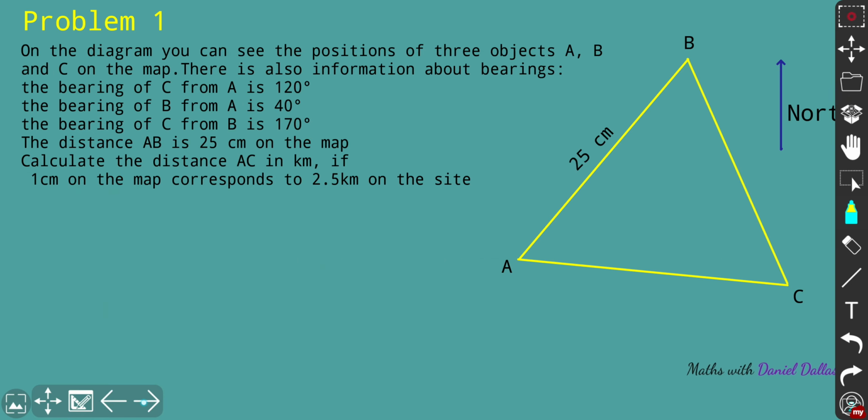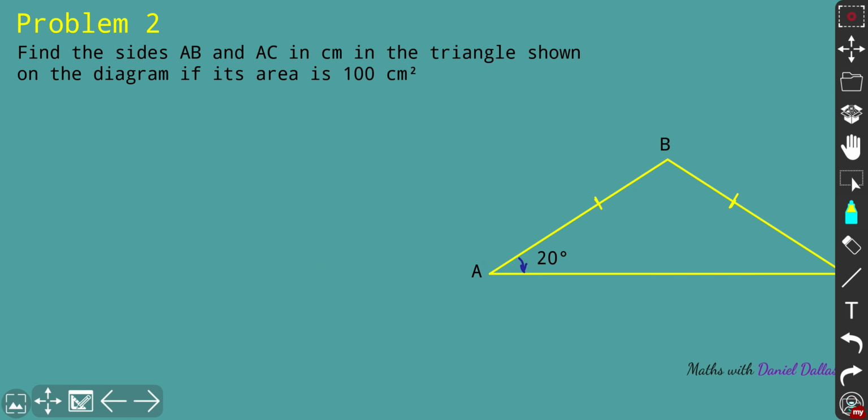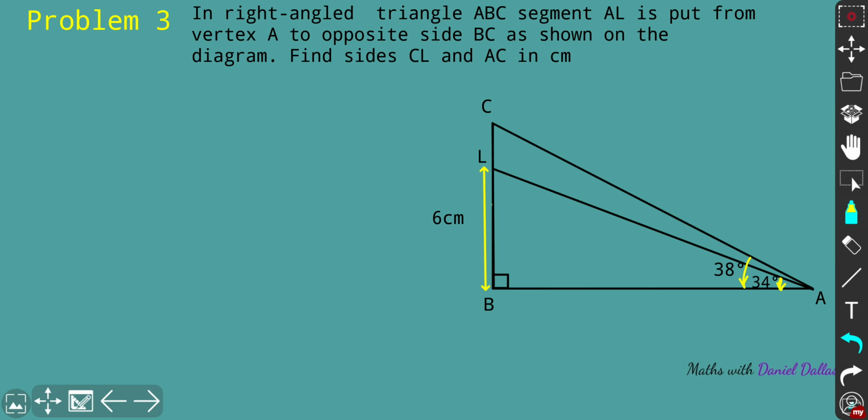Alright, let's move next. So here is problem 1 that we discussed before. Problem 2 we also discussed. Make sure you watch the corresponding videos about that. And here is problem 3. You're given a right angle triangle. You're given a segment AL, which is right there, and it's put from vertex A so that it will form BL segment with 6 centimeters, and you need to find sides CL and AC. Pause the video, try to do it on your own, and let's see my short explanation.